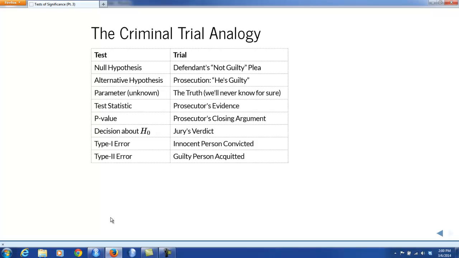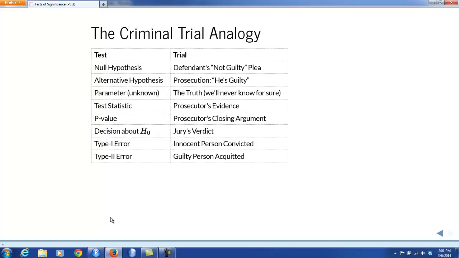Therefore, the decision that one makes about the null hypothesis in a test of significance is like the jury's verdict in this situation. And just as we reject the null only when we have very strong evidence against the null hypothesis, so the jury is instructed to convict the defendant only if the defendant is seen to be guilty beyond a reasonable doubt. Tests of significance can go wrong.